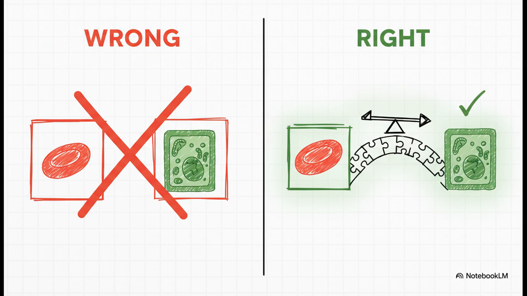Now this is the secret sauce for getting into that top mark band. A level 2 answer, that's 4, 5, or 6 marks, requires you to explicitly compare both cells throughout. I'm talking about using words like whereas, however, or similarly to link your points together. It's not a list, it's a comparison.